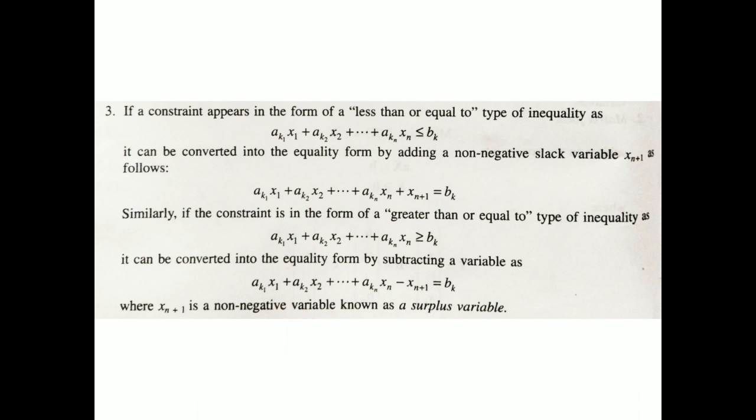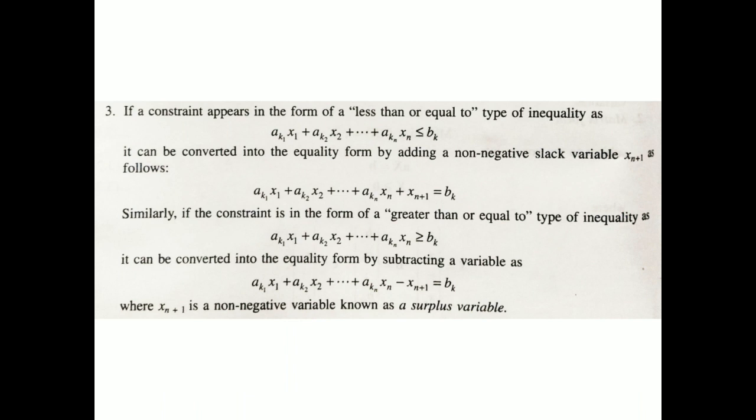Now, the third characteristic of a linear programming problem, as I've already told you, is that all the constraints are of the equality type. But if the constraints are in the form of inequalities, how will you convert those inequality constraint equations into equalities? I've shown this in this slide.